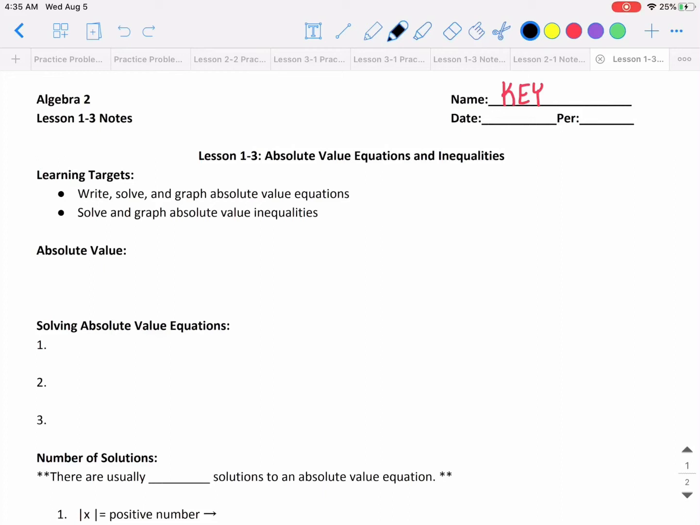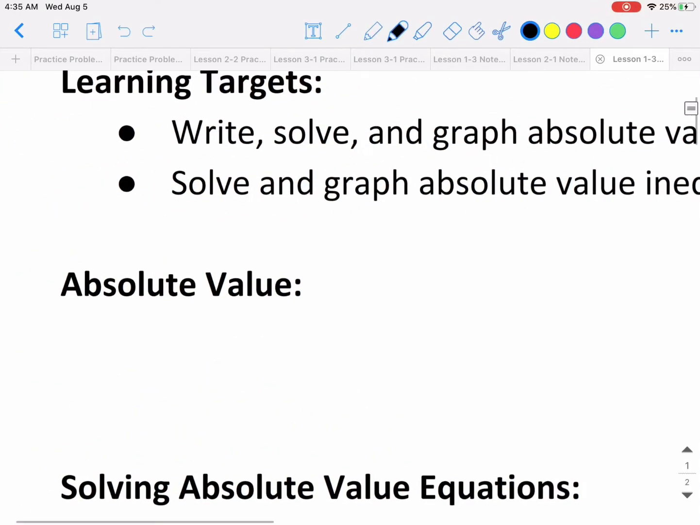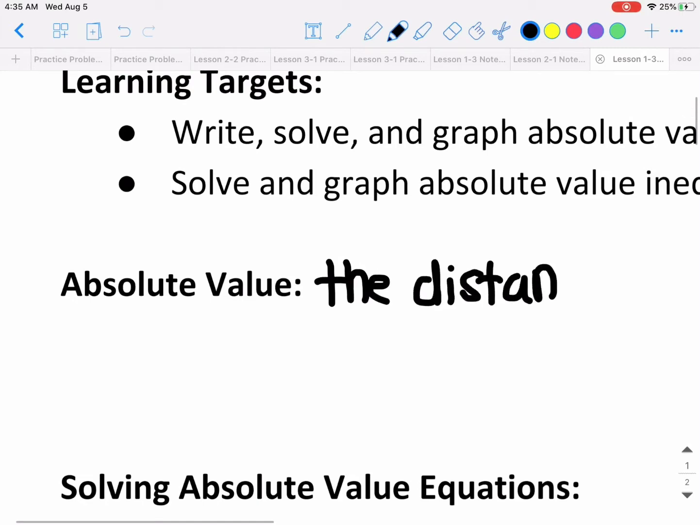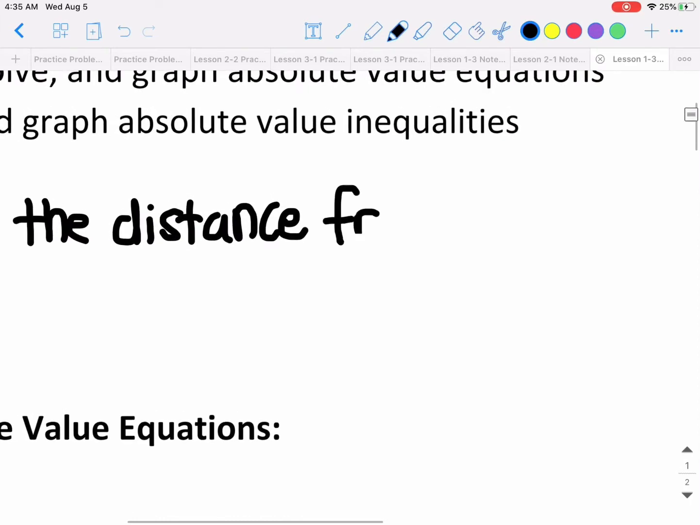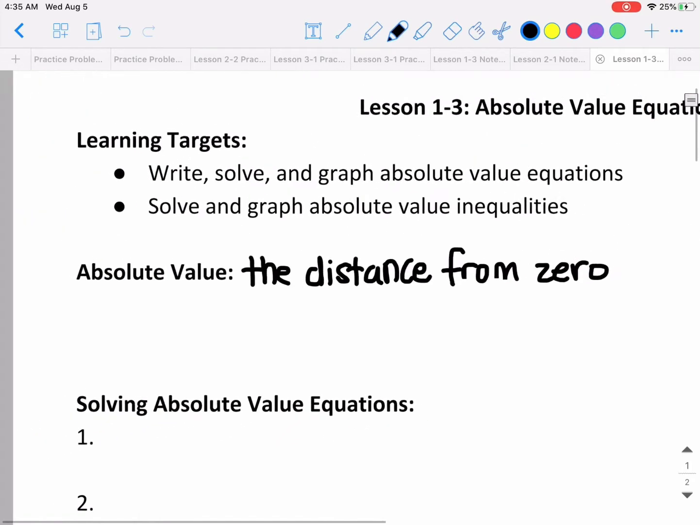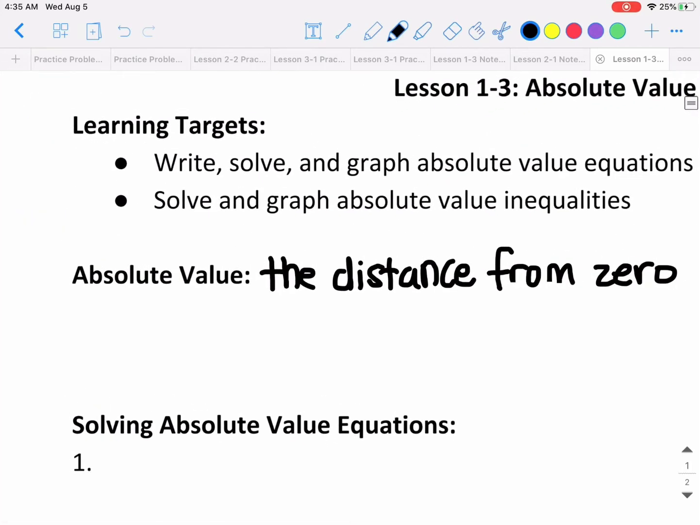In this video, I'm going to talk about absolute value equations and inequalities. As a reminder, you've learned about absolute value before, or you should have. Absolute value just means the distance a number is from zero. The way that I represent absolute value is two bars like that.